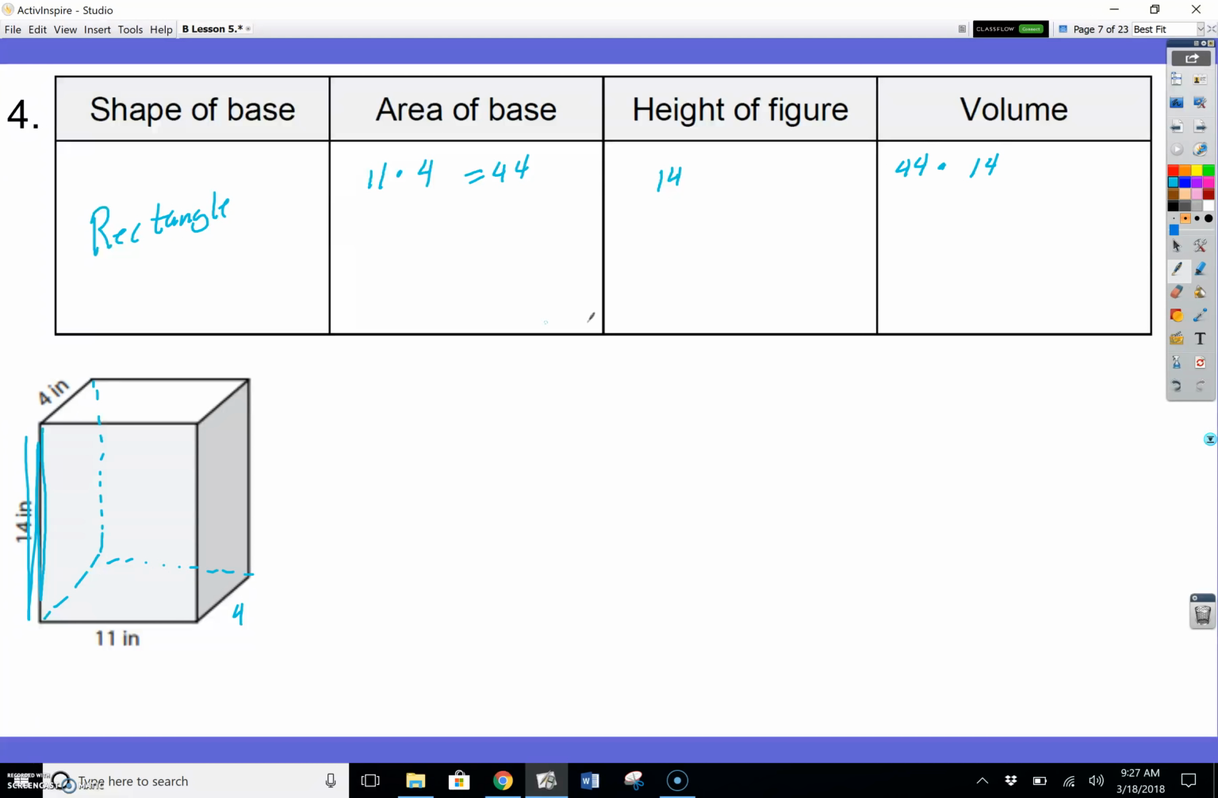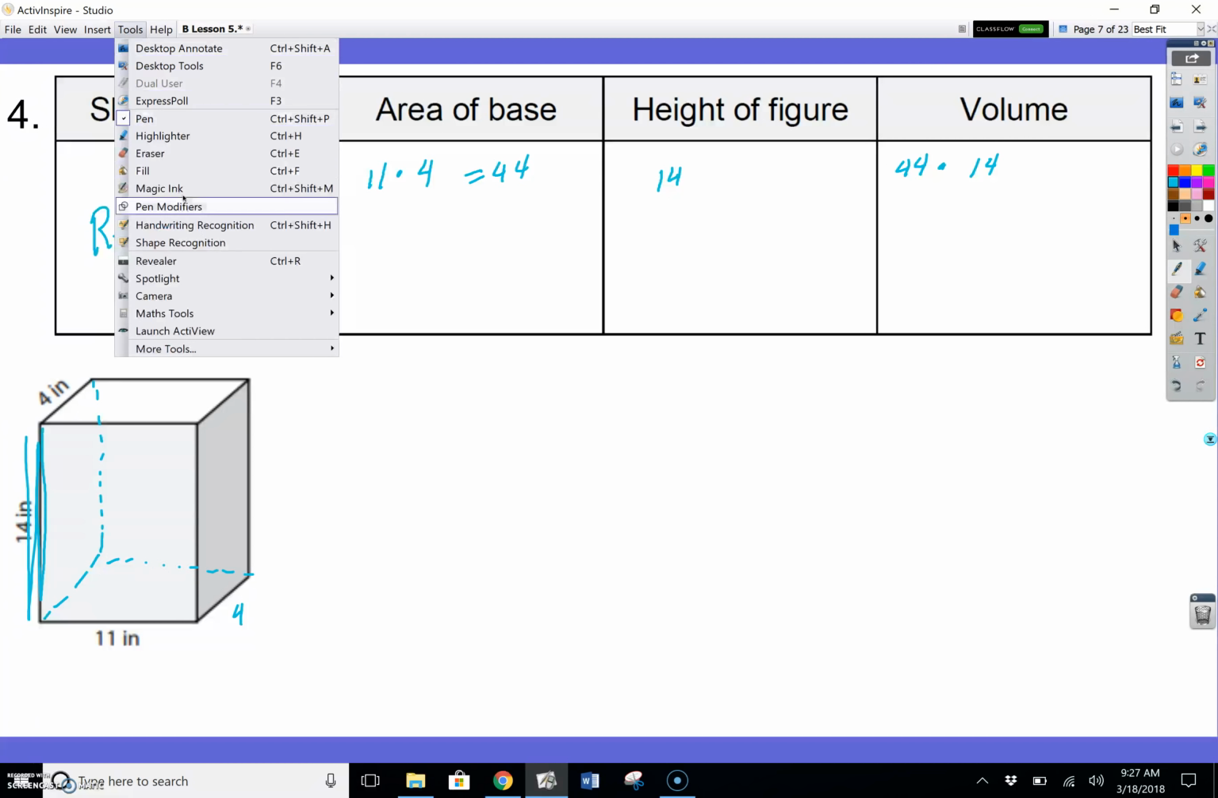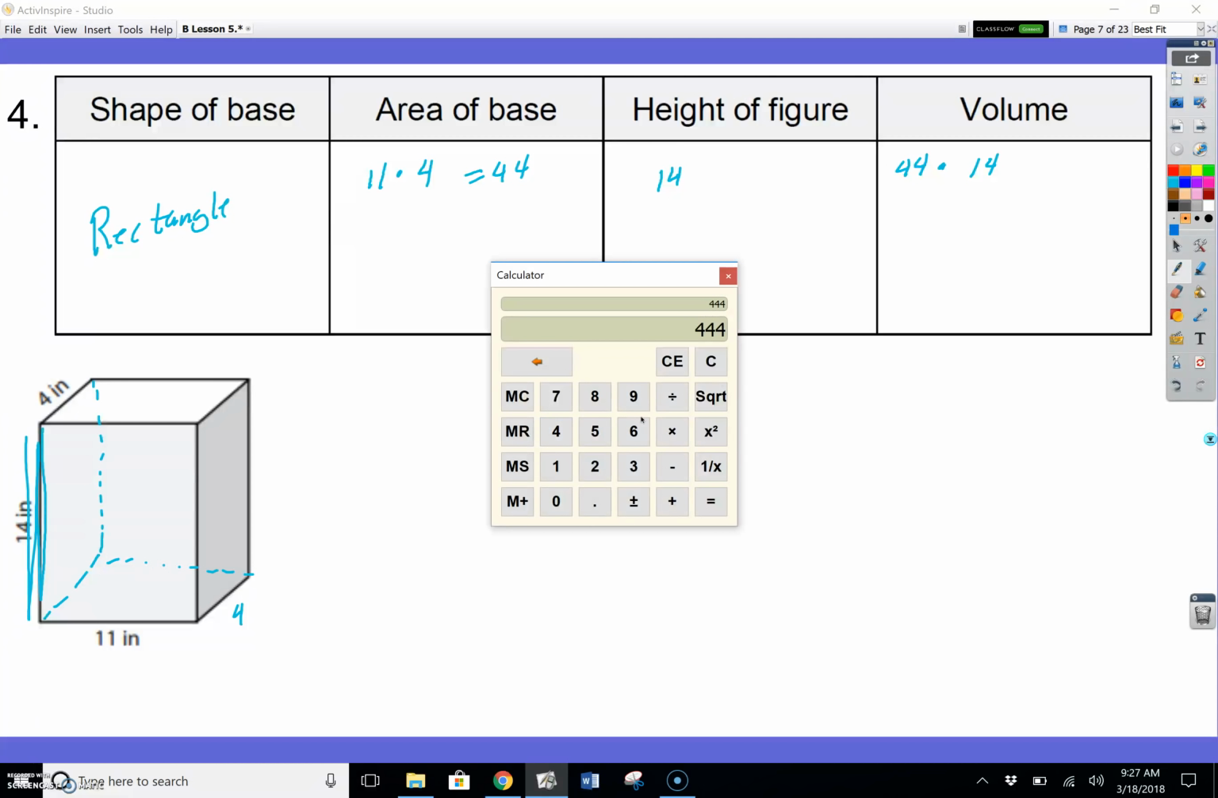And you guys can take out your calculator. I'm going to go ahead and take out mine right now as well. And I'm just going to do 44 times 14. And that's going to give me an answer of 616. Now don't forget, this is volume, so it's going to be inches cubed. And that's going to be my final answer for volume.